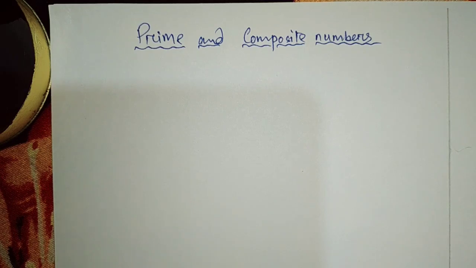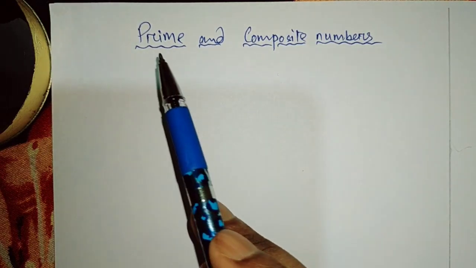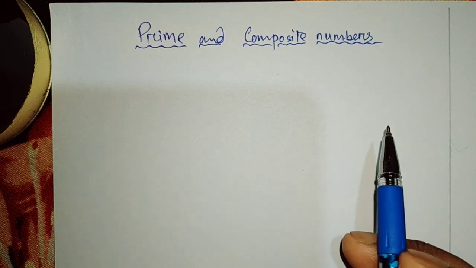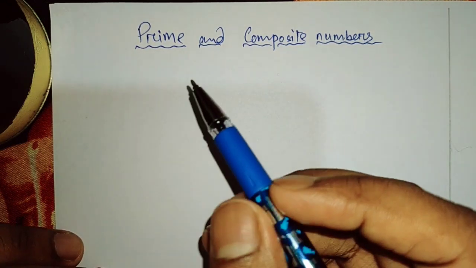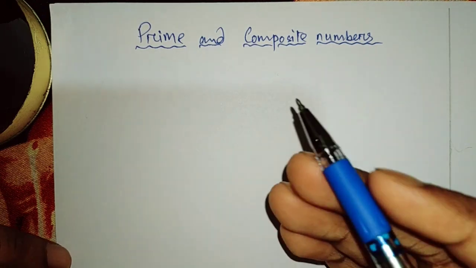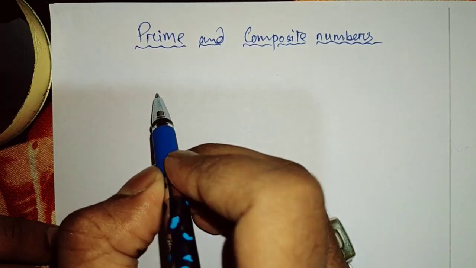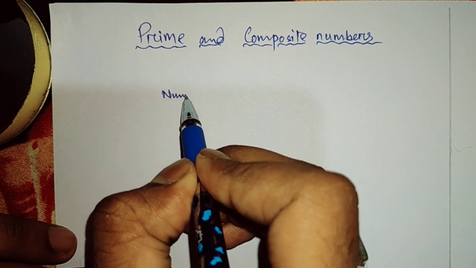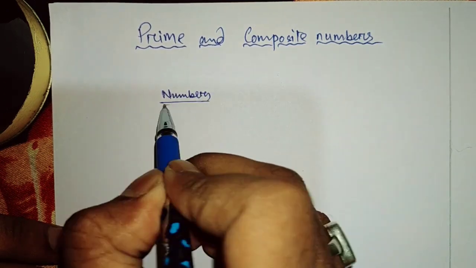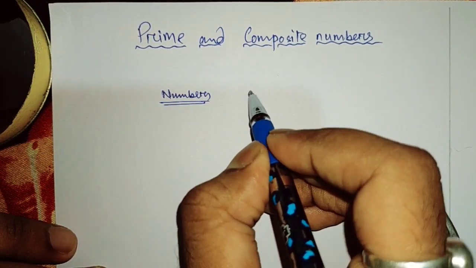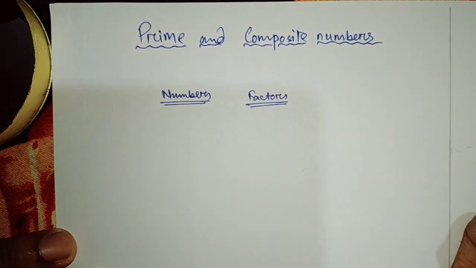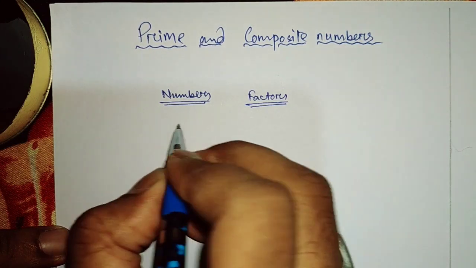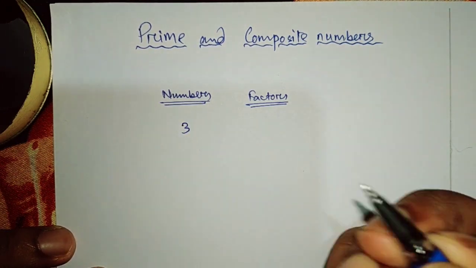Hello everyone. In this video we will talk about prime and composite numbers. So to understand prime numbers and composite numbers, let us take some numbers and their factors. Let us write the numbers here and their factors here. Let's take a number, say 3.